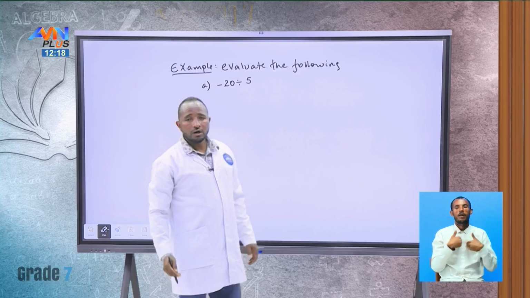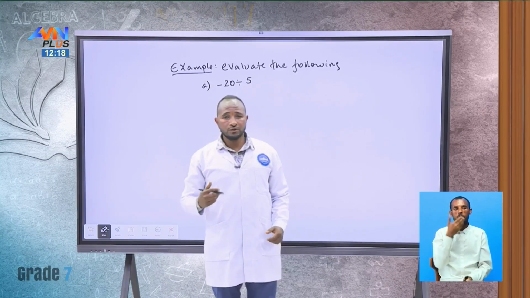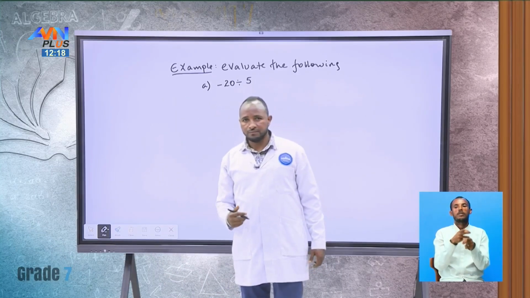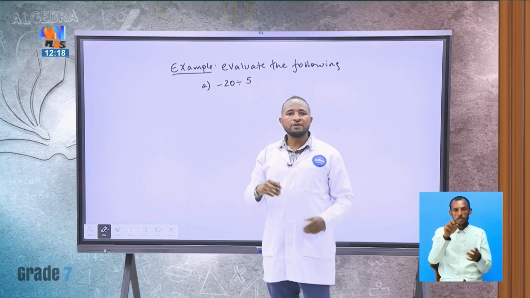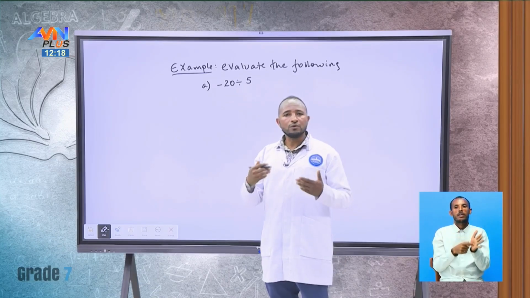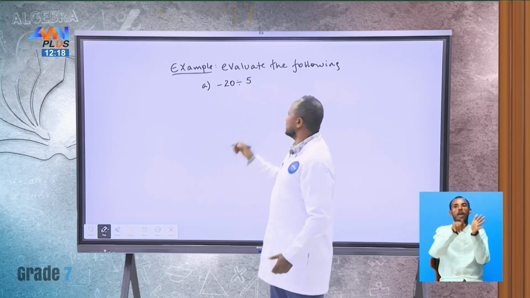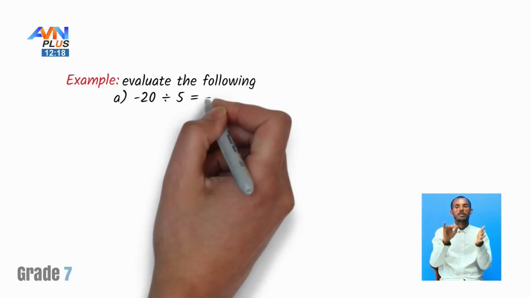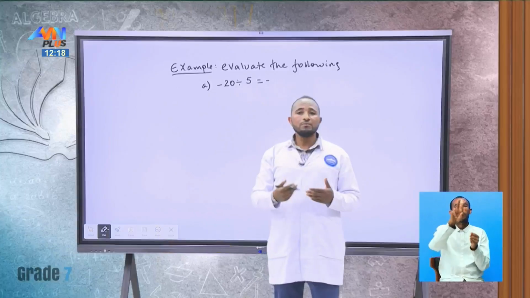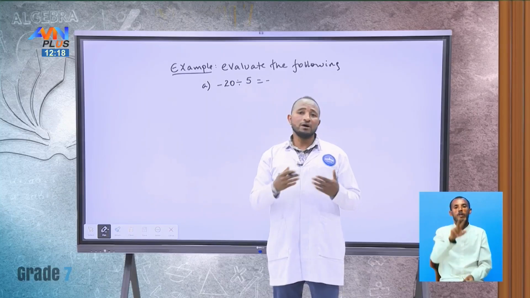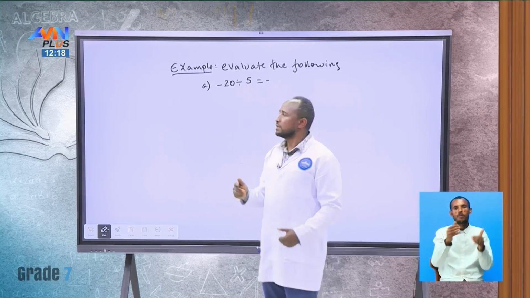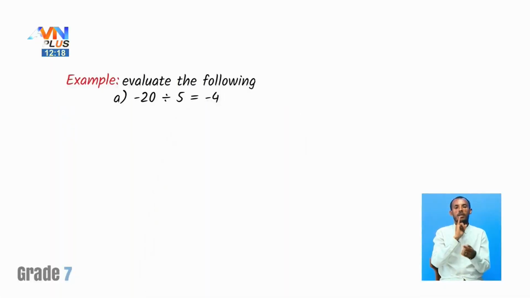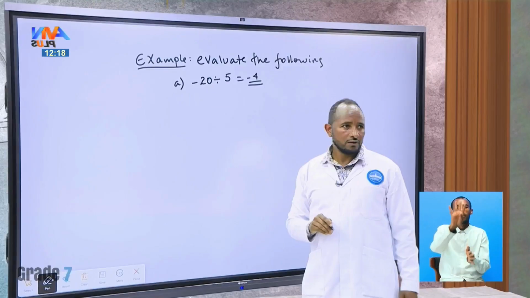Students, have you tried the question? Good. Let's see the answer. Here, the two integers have different sign. Therefore, the quotient is negative, and then you divide 20 by 5. 20 divided by 5 gives us what? Nice. It gives us 4. Therefore, the answer will be negative 4.